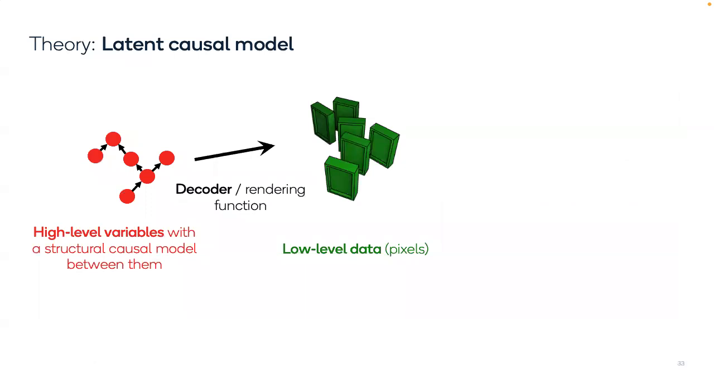So to show what I just said in a very high-level way, in theory, we need to make some definitions. And the first is that we introduce what we call a latent causal model, which is a number of high-level variables with a causal model in between them. So a structural causal model, this SCM, consisting of mechanisms and noise variables. And then there is a decoder, a rendering function that maps these causal variables to some pixel space. So just like a decoder in a VAE.